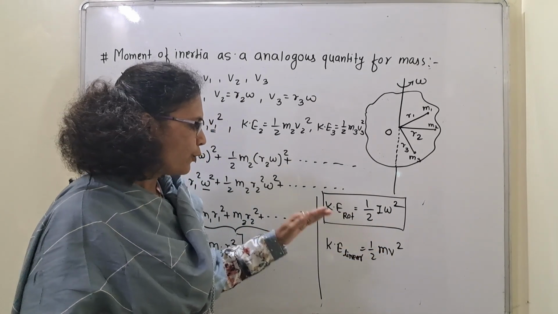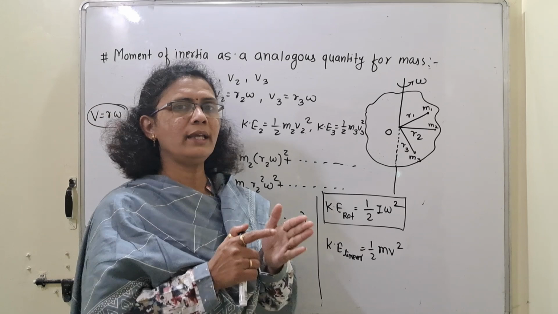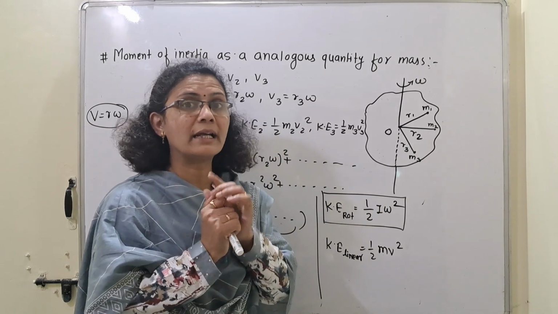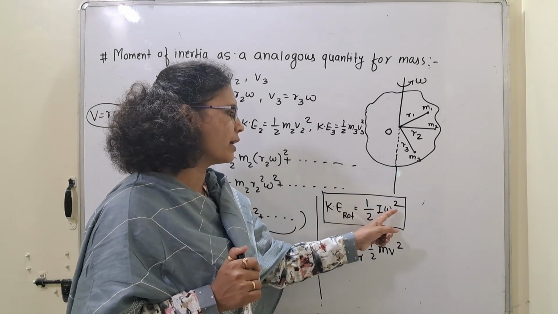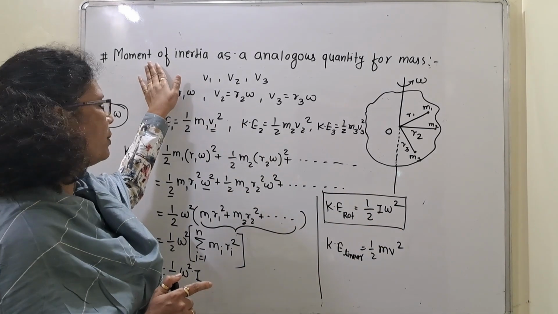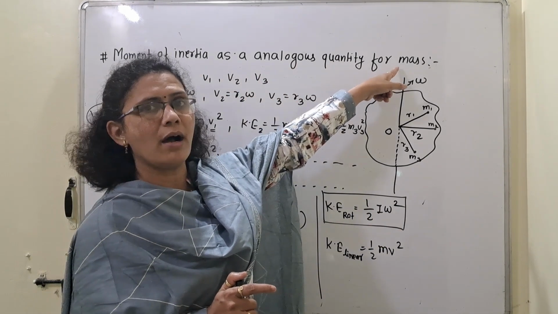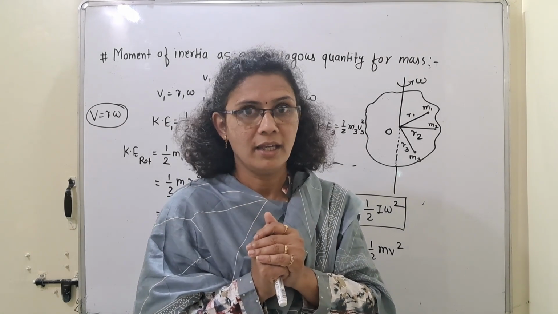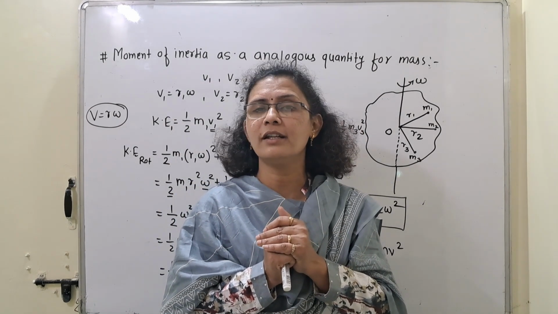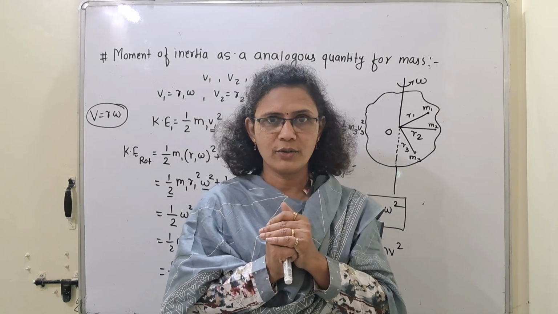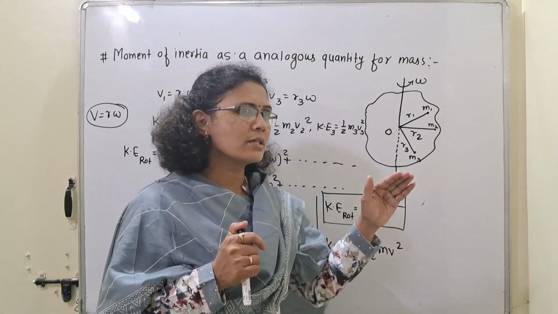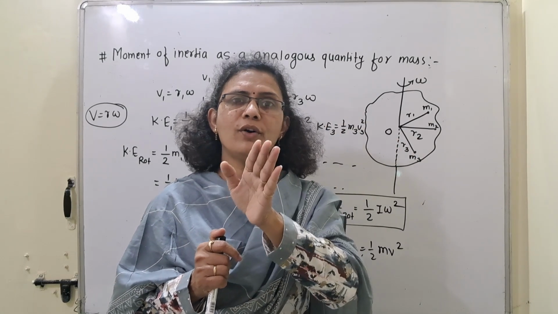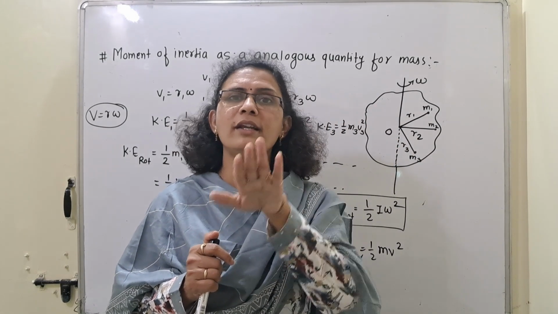You got this? If we write the kinetic energy of a body in linear motion as 1/2 mv square, in case of a rotating body, kinetic energy will be 1/2 I omega square. This moment of inertia is the analogous quantity for mass in rotational motion. In linear motion, we consider mass; in rotational motion, we consider moment of inertia. Angular velocity is analogous to linear velocity, angular displacement to linear displacement, and angular acceleration to linear acceleration.